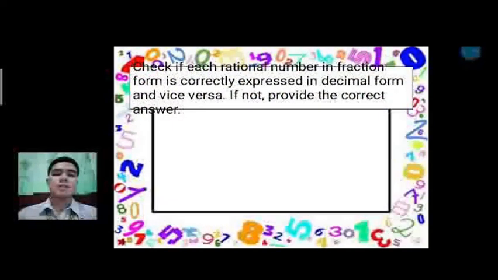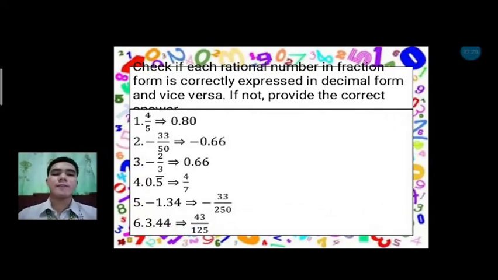Check if each rational number in fraction form is correctly expressed in decimal form and vice versa. If not, provide the correct answer. Number 1, 4 over 5 is 0.80 in decimal form. Number 2, negative 33 over 50 is negative 0.66 or negative 66 hundredths. Then negative 2/3 is positive 66 hundredths.